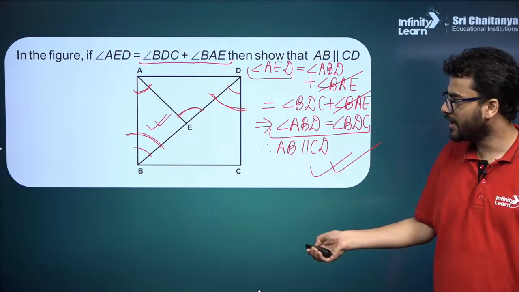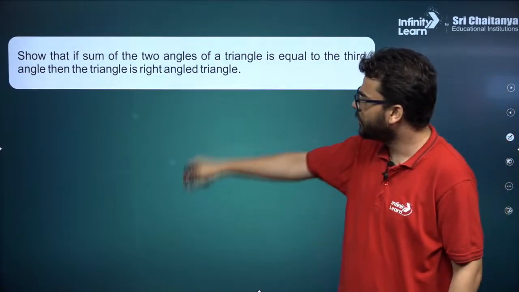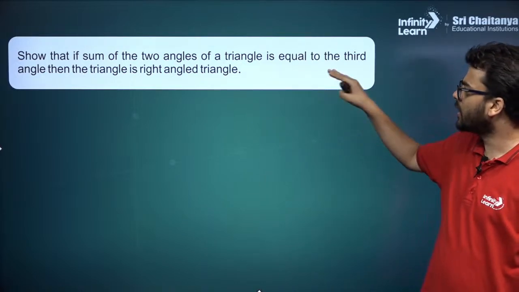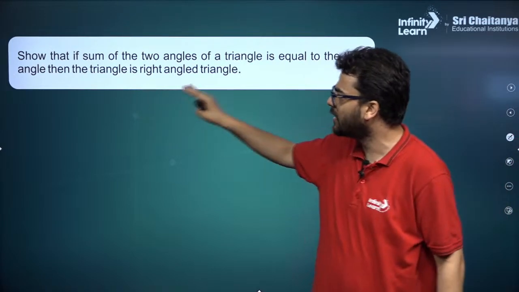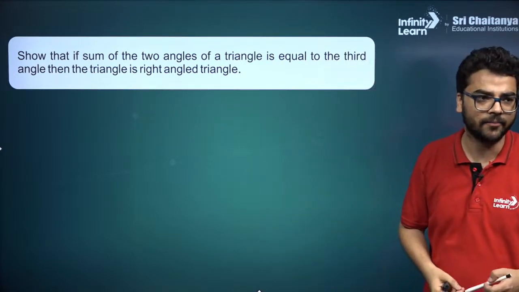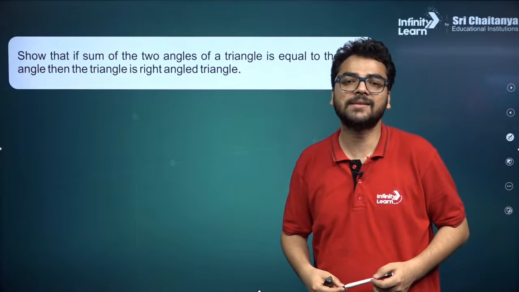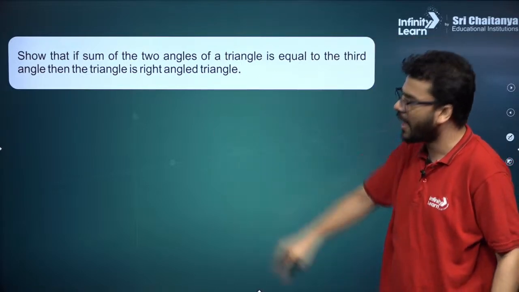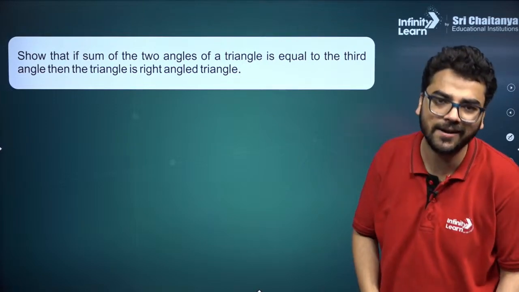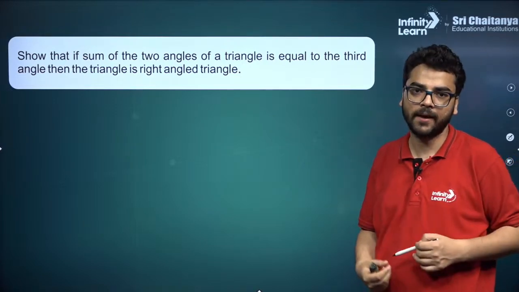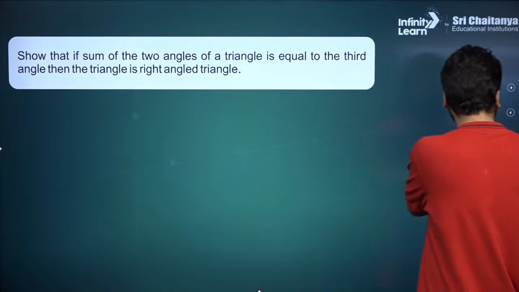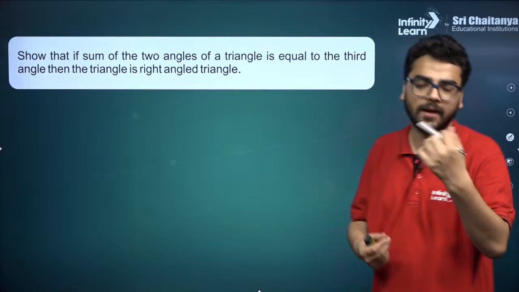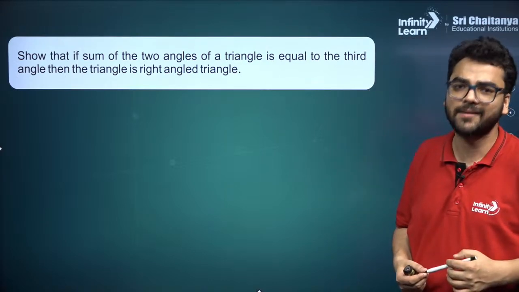Okay, so let's move on, guys, to the next one. So this is a simple question. Show that if the sum of two angles of a triangle is equal to the third angle, then the triangle is a right angled triangle. That you have to prove. If in any triangle the sum of two angles is equal to the third angle, then that triangle is a right angled triangle.